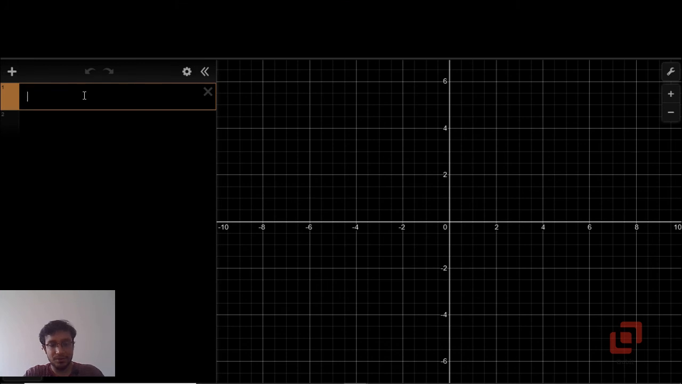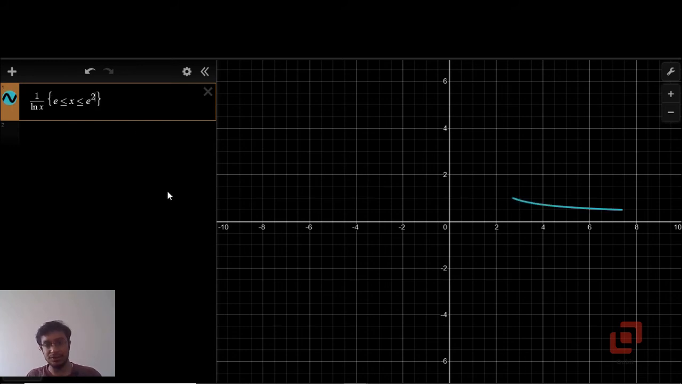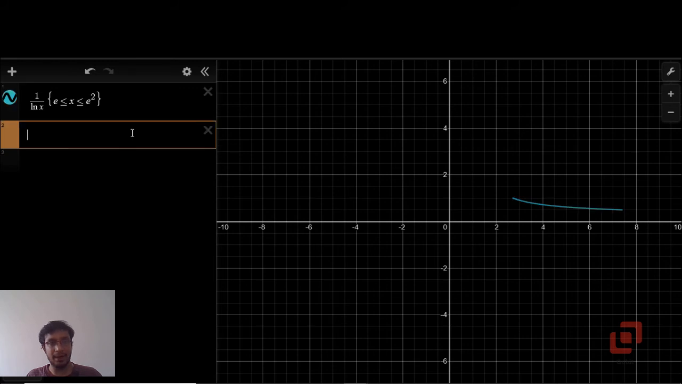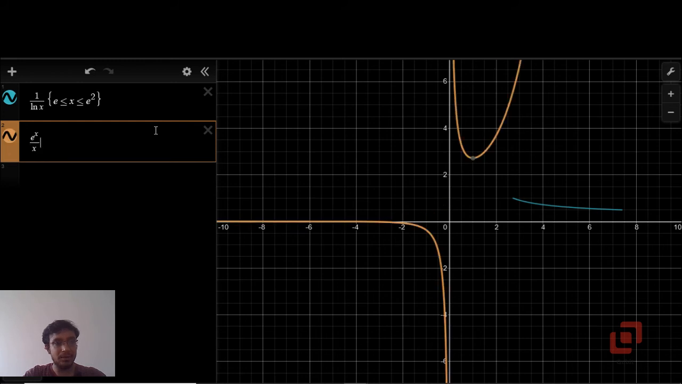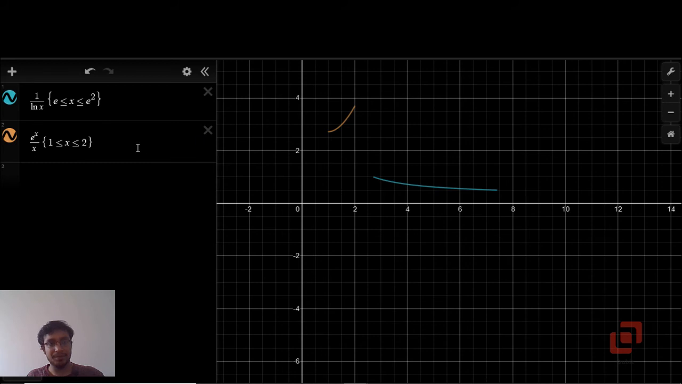Our first function is 1 upon log x with limits e and e squared, so it is this function here, the blue graph. And the second function was e to the power x upon x with limits 1 and 2. So the curves are the orange curve and the blue curve respectively.